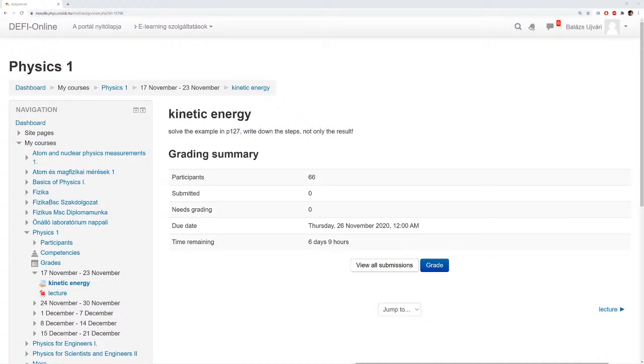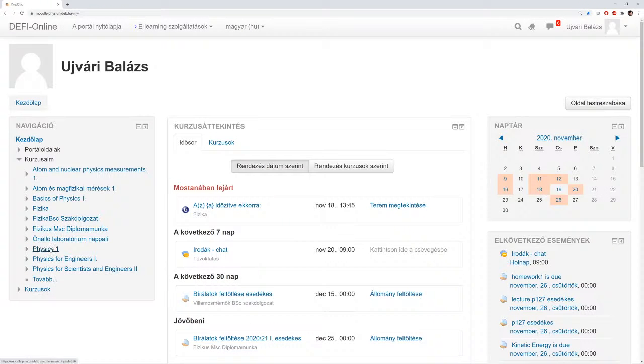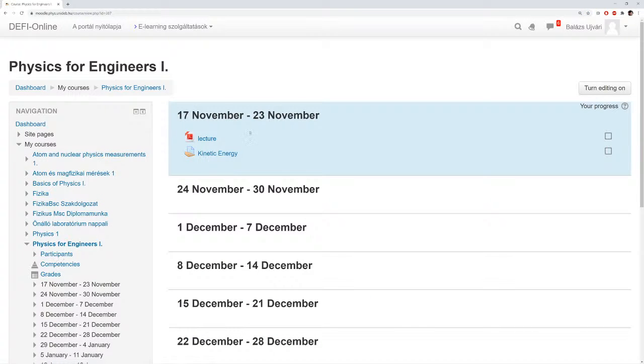I forgot to switch on the microphone. I talked a lot. Alright, so once again, can you double check yourself in the courses? Here we have Physics 1 and Physics for Engineers 1. It's for electric engineers, and the second is for chemical engineers. Can you double check whether you see the course, because here you have the lecture and the homework and I have to use it.